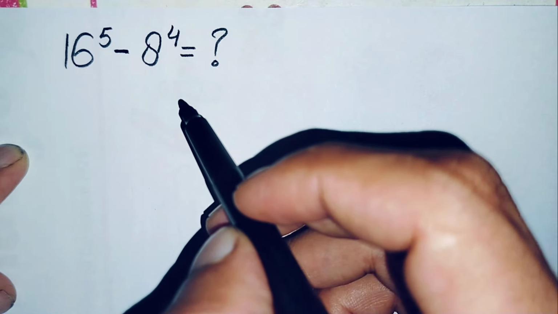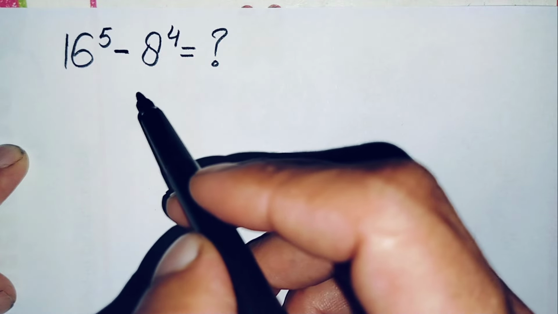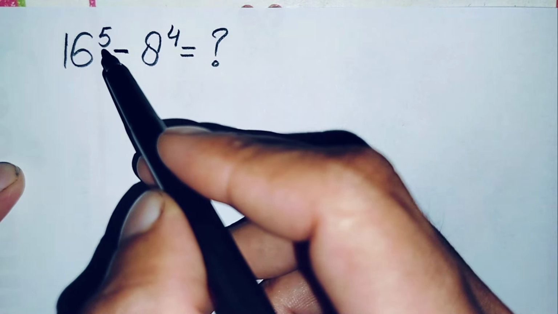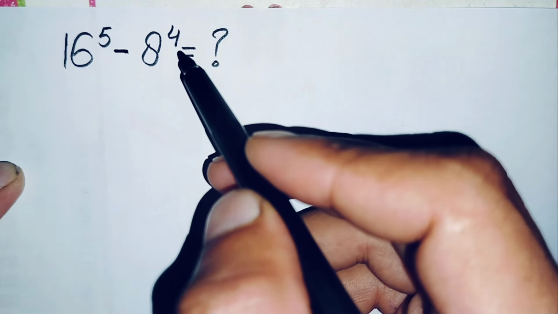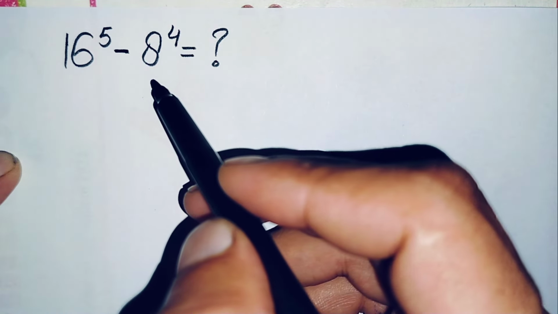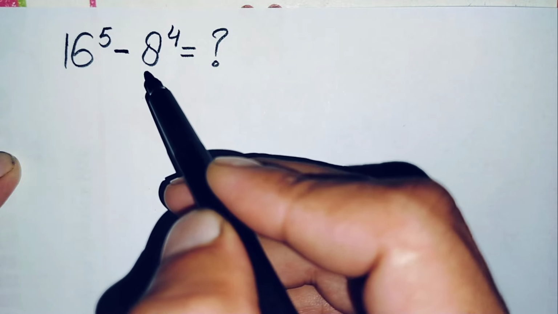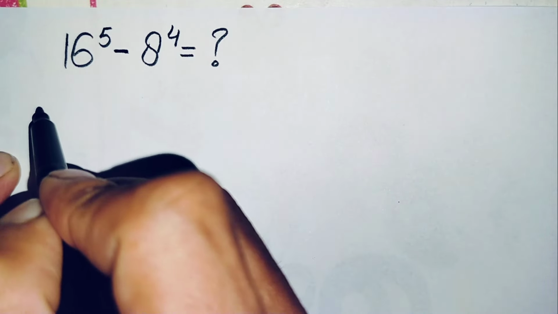In this video I'm going to solve and find the value of this interesting exponential math problem, that is 16 raised to power 5 minus 8 raised to power 4. Now what we will do here, first of all we will change these two numbers in the base to its exponential form.